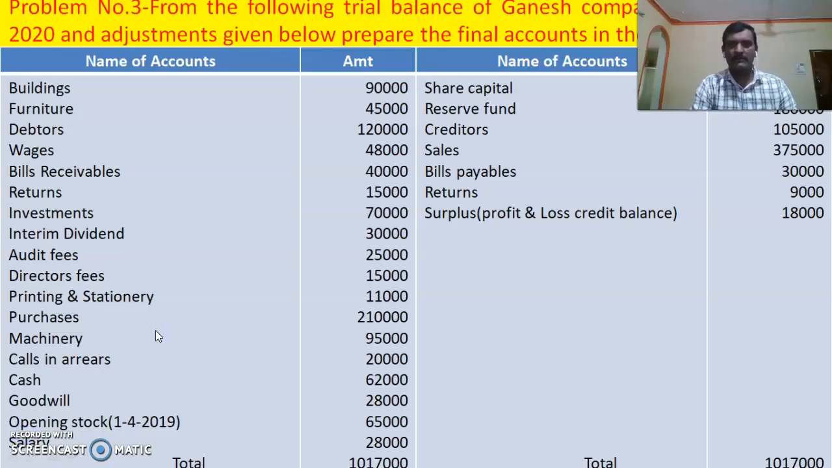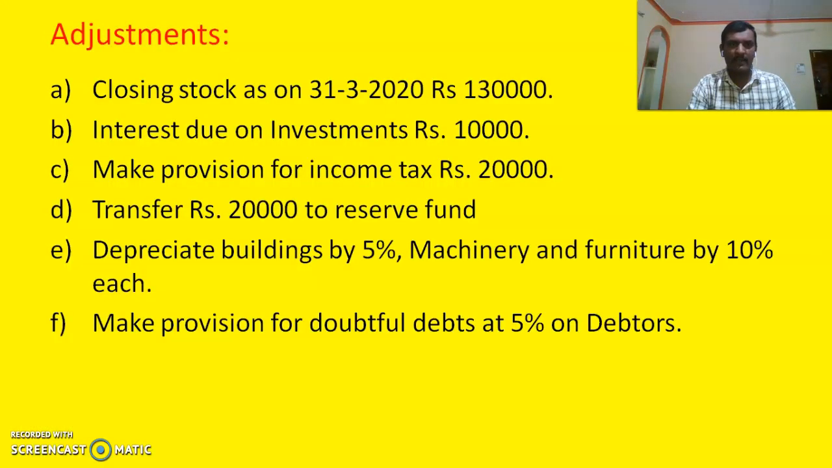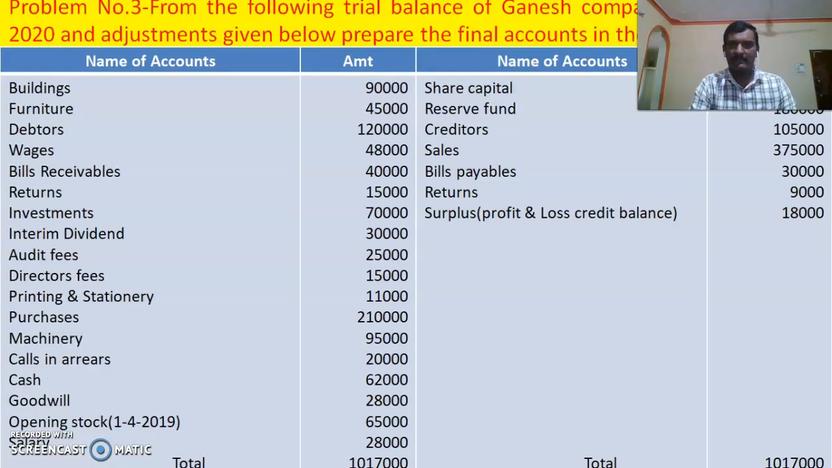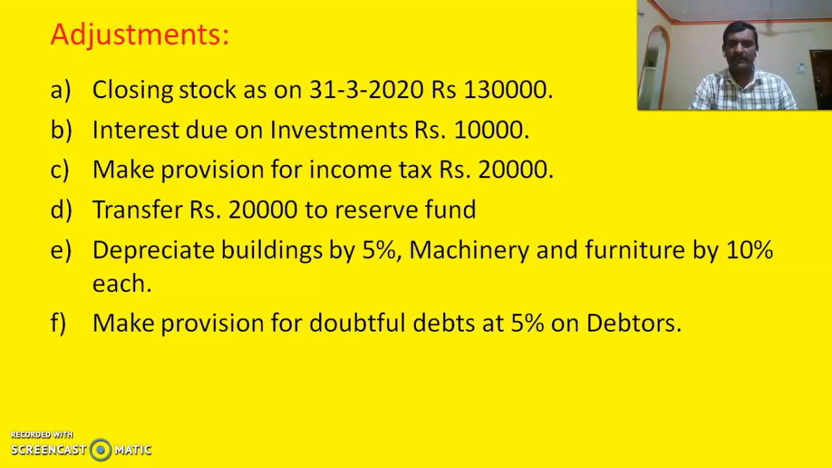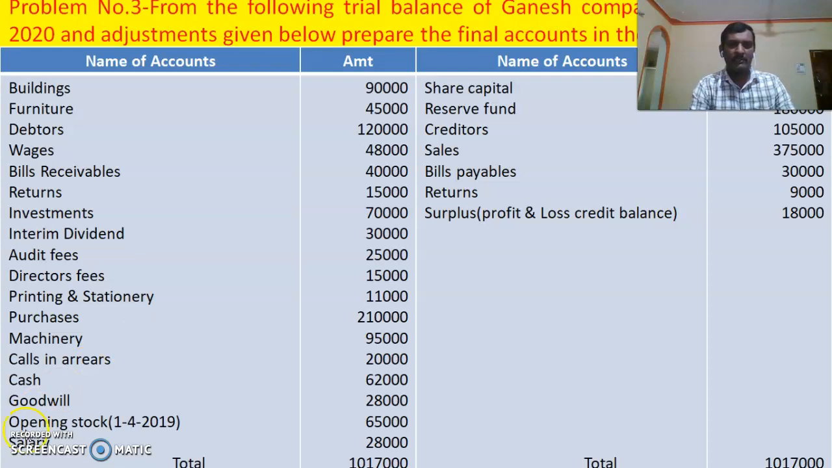Here one problem is given. They provided the information through a trial balance and adjustments. Based on this trial balance and adjustments, we have to prepare the statement of assets and liabilities and the statement of profit and loss. Dear students, before going to prepare these statements, first of all, we have to make the bifurcation of the given items in the trial balance.